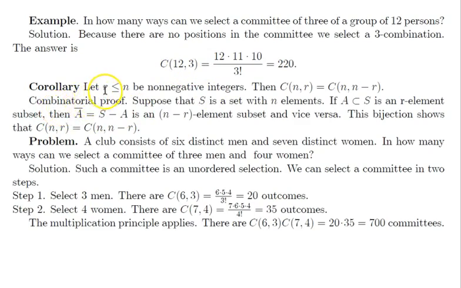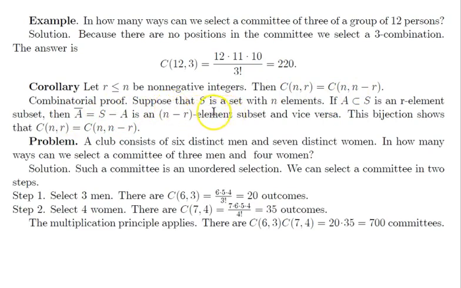Corollary, let r be less than or equal to n, where n and r are non-negative integers, then C(n,r) is equal to C(n, n minus r). One possible way of proving this is to use the formula from the previous theorem and evaluate and simplify the left-hand side and the right-hand side. We'll end up with the same expression. Here we'll present a combinatorial proof.